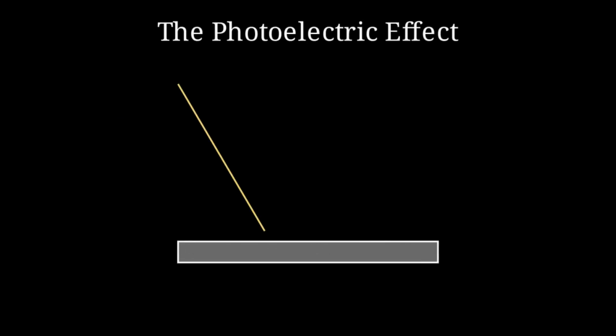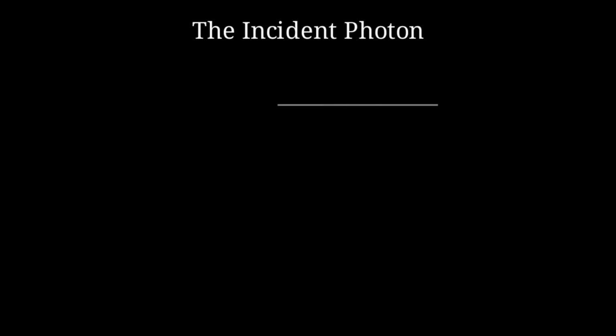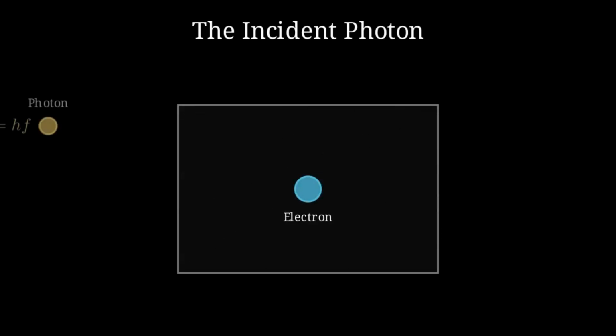The photoelectric effect occurs when light shines on a material and causes it to emit electrons. This phenomenon provided the first major evidence that light behaves not just as a wave, but as a stream of discrete particles called photons. Each individual photon carries a specific amount of energy determined by its frequency. The energy, E, is equal to Planck's constant, h, multiplied by the frequency of the light, f.